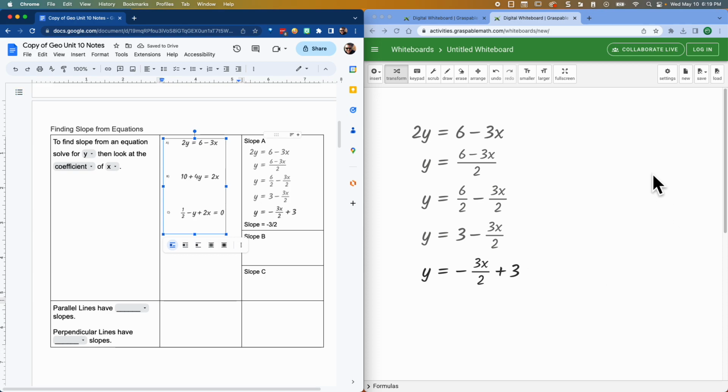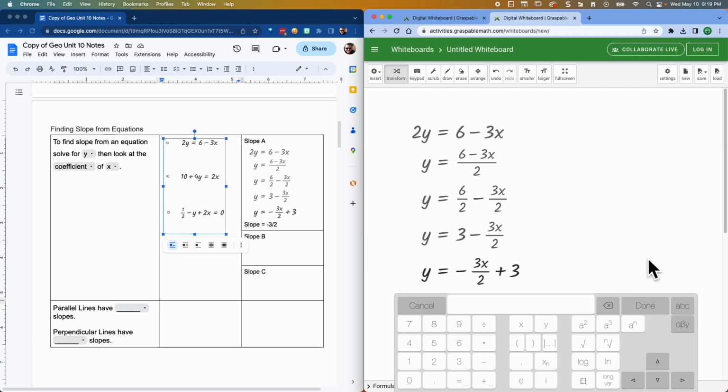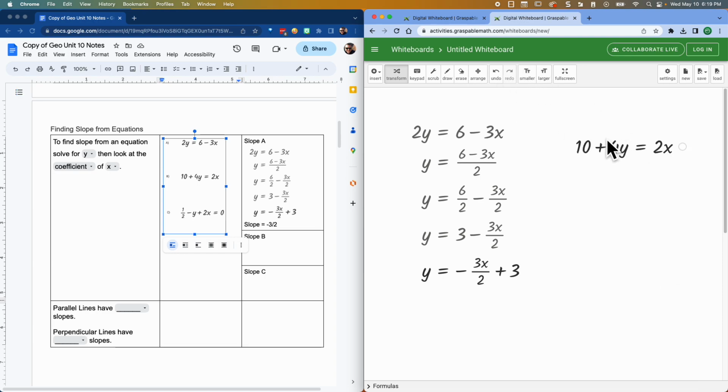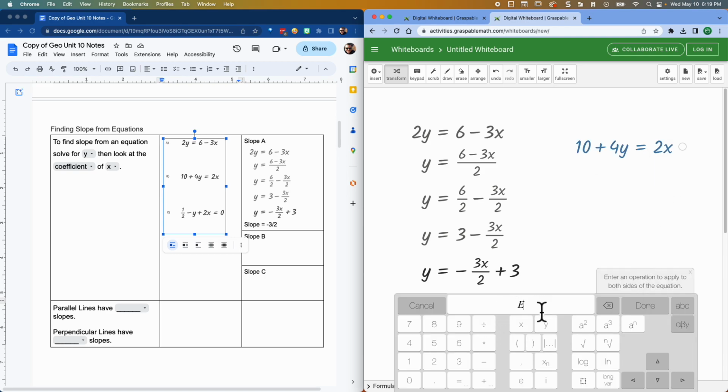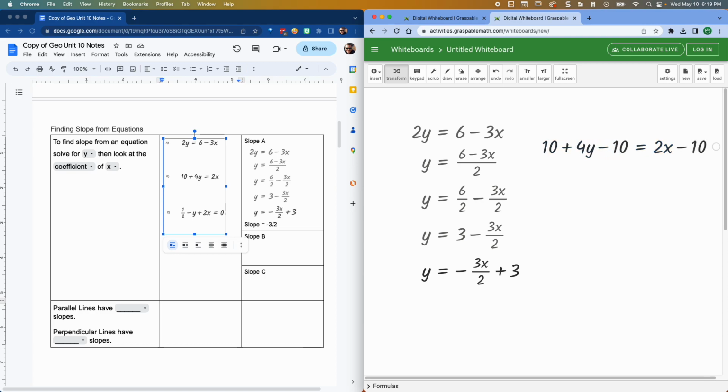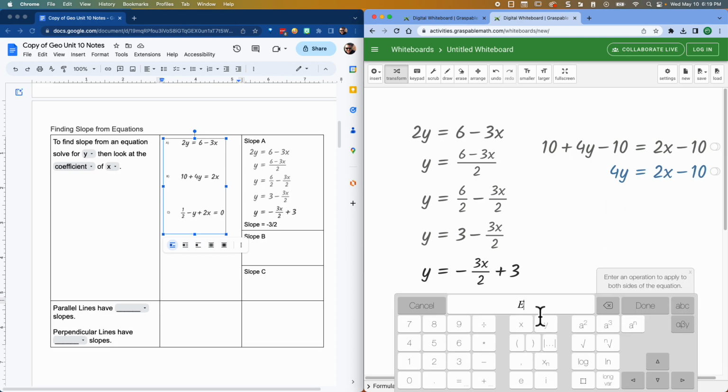All right, let's look at this other one here. 10 plus 4y equals 2x. Very similar. Now as I want to solve this one, I'm going to subtract 10 from both sides by clicking on the equal sign. I'll put that 10 and that 10 together. So that gives me 4y equals 2x minus 10. Now I can divide by 4 on both sides. Click on the equal sign, and then I can tell it what I want to do.